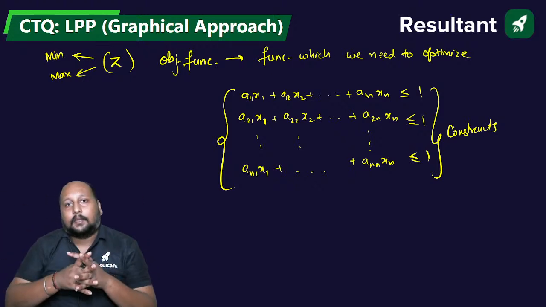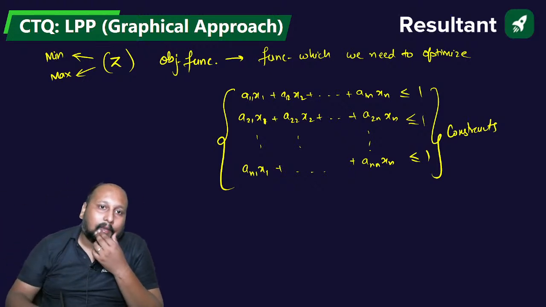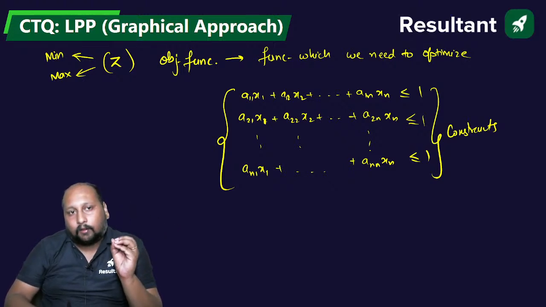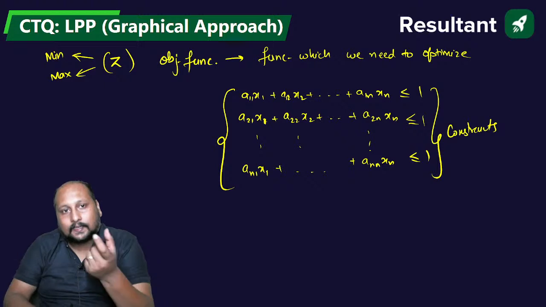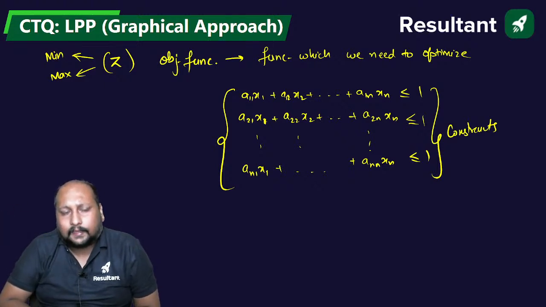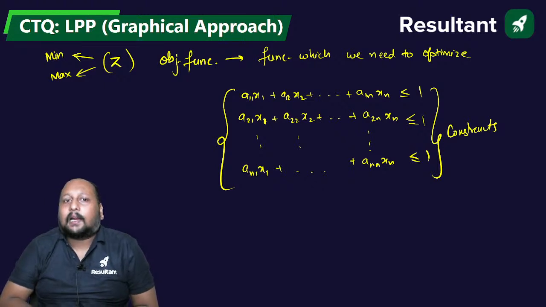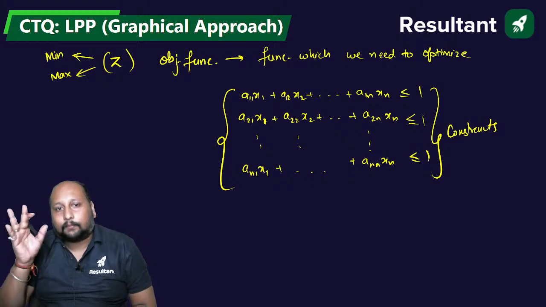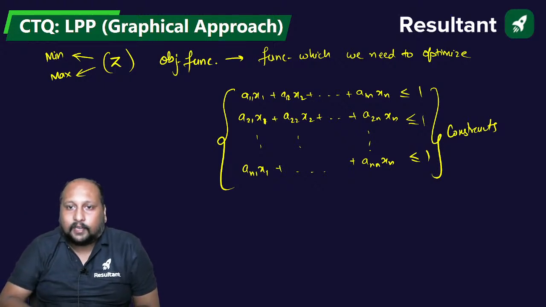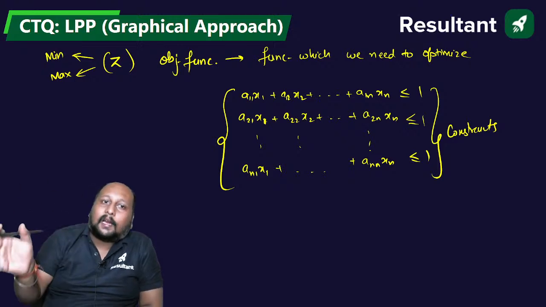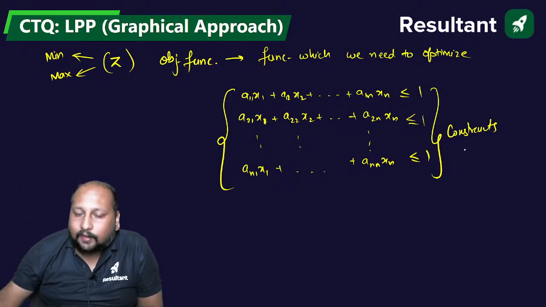Constraints mean restrictions. Let us suppose you can have a maximum of 100 grams of carbohydrates in a single meal. I'm taking a rough example, and 50 milligrams of protein is required. So definitely we have some upper limits, or restrictions, and based on that we formulate the constraints.